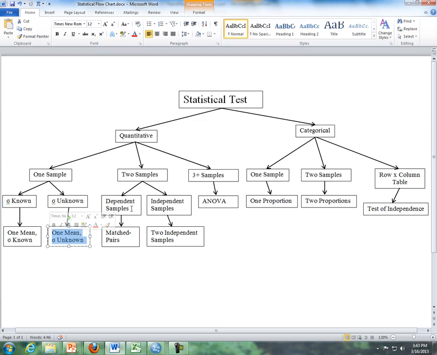Okay, with two samples, it is either dependent or independent samples. If it was dependent, that means how we took our second sample was dependent on how we chose our first sample. Okay, and if that's the case, we would have a matched pairs test. If the second sample selected is independent of how the first sample was selected, then we do a two independent samples test. Now, if we have 3+ samples, we have what's called ANOVA, and so that's Unit 2.